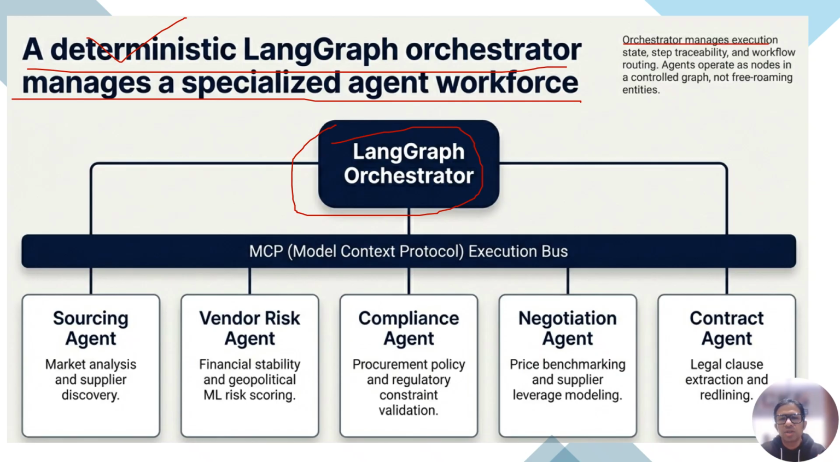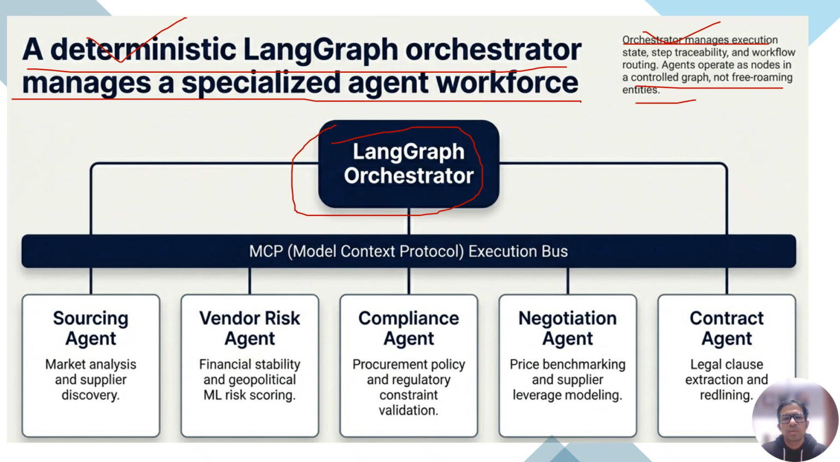This is the reason we use an orchestrator. So agents behave like nodes in a controlled graph, not like independent bots. This is the main enterprise message. Controlled graph, not free agent.